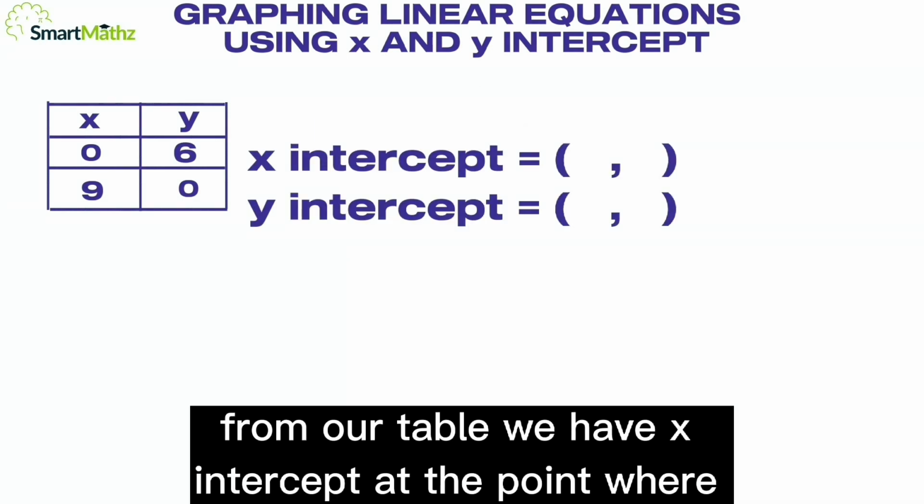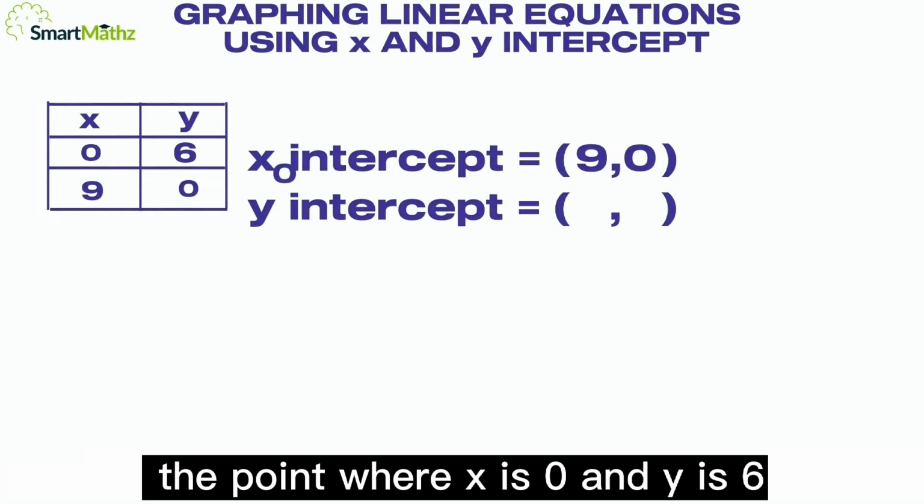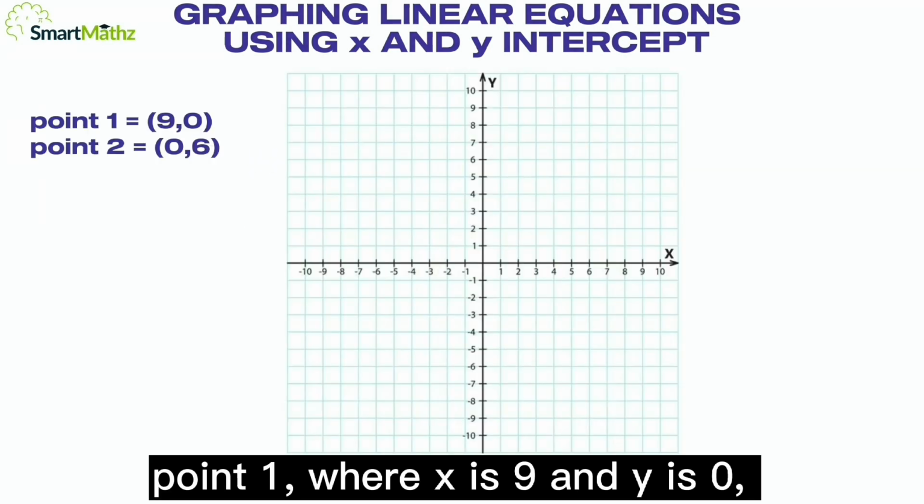From our table, we have x-intercept at the point where x is 9 and y is 0, and our y-intercept at the point where x is 0 and y is 6. Point 1, where x is 9 and y is 0. Point 2, where x is 0 and y is 6.